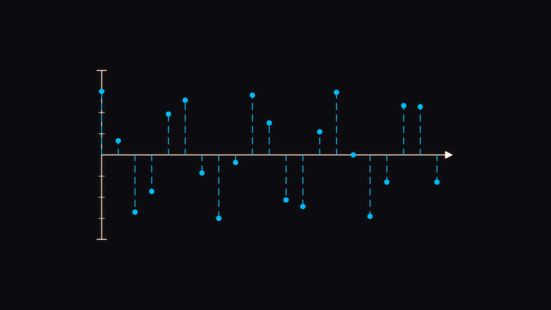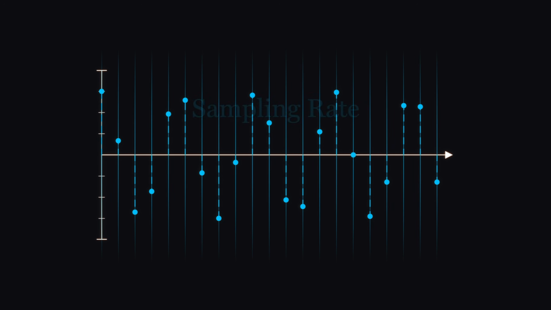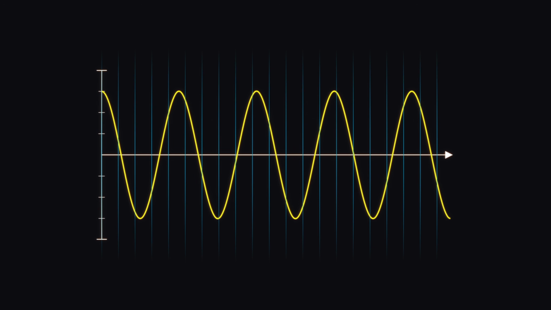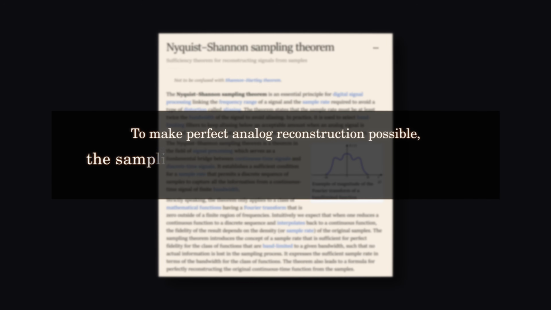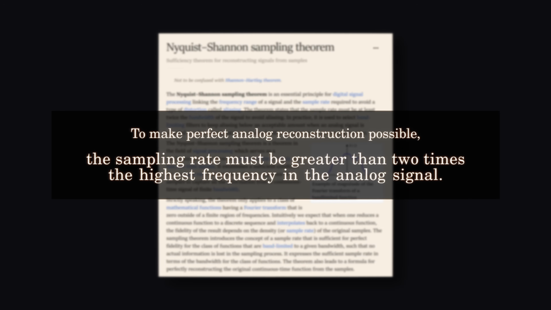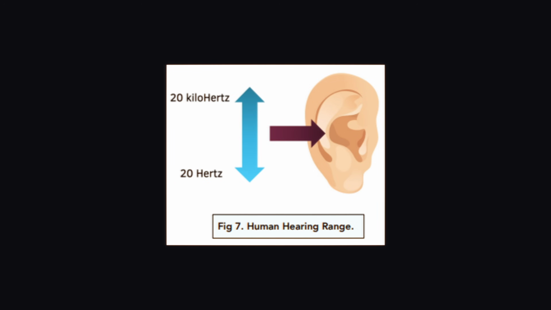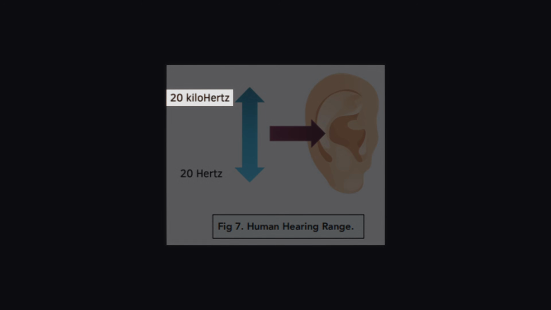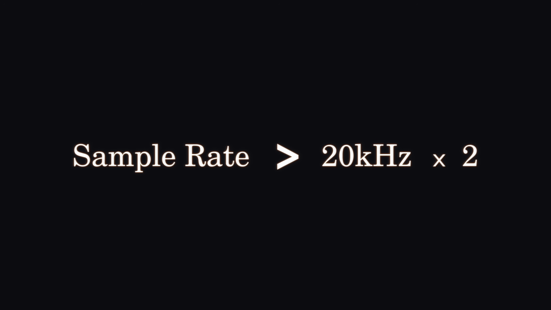These samples are captured at a constant rate, which is called the sampling rate. And in order to capture an analog waveform perfectly, the Nyquist-Shannon sampling theorem says that the sampling rate must be greater than 2 times the highest frequency in the analog signal. In other words, because humans can hear up to 20 kHz, we want to capture and reproduce sound up to that limit. So we want the sample rate to be greater than double that, 40 kHz.